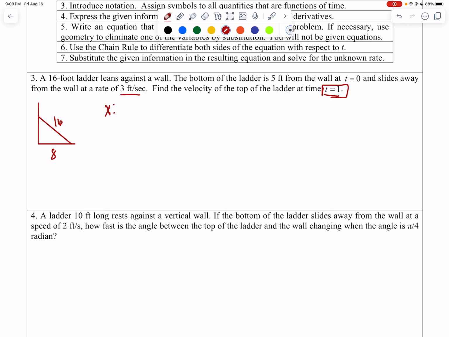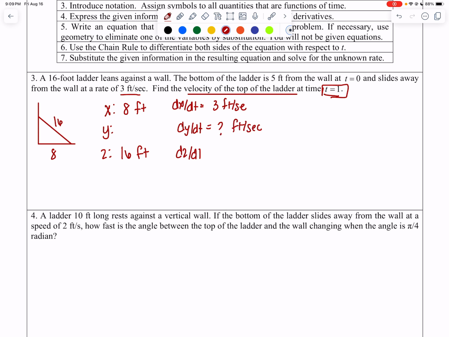So, let's see what I know. I know that x is 8, I don't know what y is, and I know that z is 16. I also know that dx/dt is 3 feet per second. And we're trying to figure out what dy/dt is, since we're talking about the velocity at the top of the ladder. So that's what we're trying to find. So now we need to think, okay, how do we find out what y is, and how do we find out what dz/dt is?